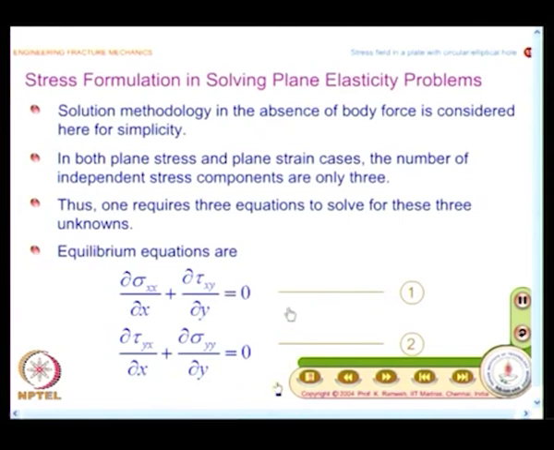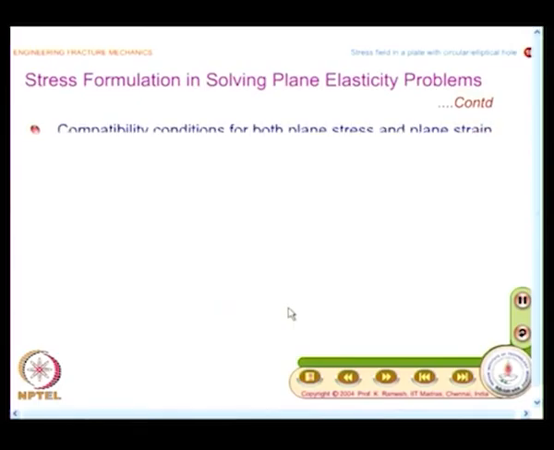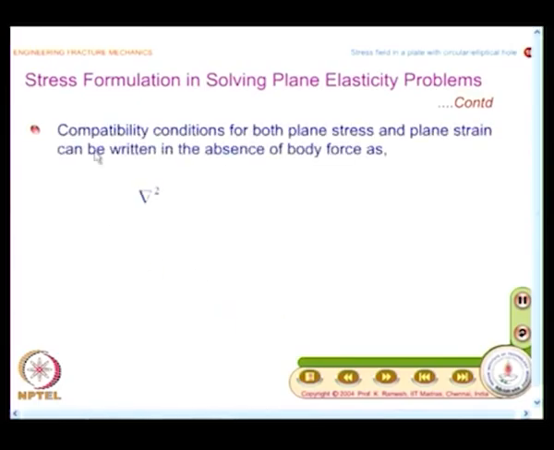And we can also look at the equation of compatibility. We have already said compatibility conditions are necessary when you are having a stress formulation, and this reduces for both plane stress and plane strain in this fashion. In the absence of body force, it appears like this: del squared of sigma xx plus sigma yy equal to 0.